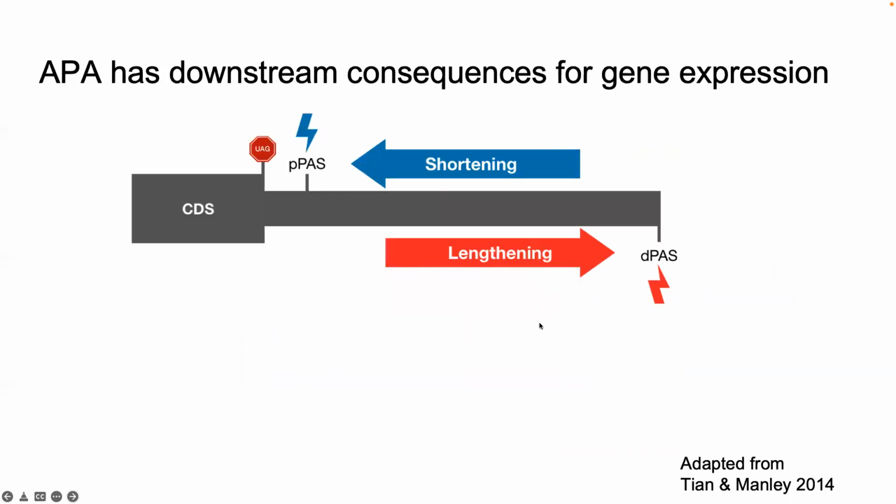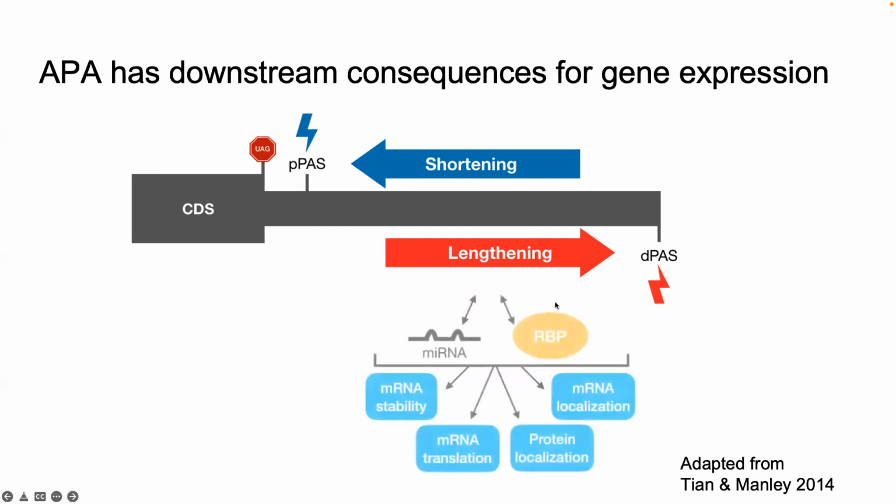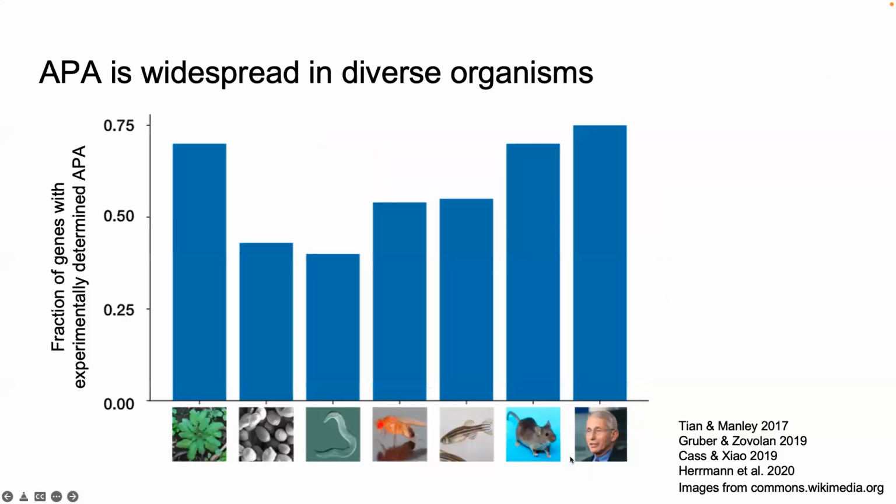So importantly, APA, alternative polyadenylation, has downstream consequences for gene expression, where if you shorten or lengthen the 3' UTR, you're adding or removing binding sites for microRNAs or RNA binding proteins that go on to influence downstream processing of that transcript. Alternative polyadenylation is widespread in diverse organisms, where in human, we've found through targeted 3' end sequencing data that determines exactly where the polyadenylation site is, that a majority of human transcripts undergo this alternative process.